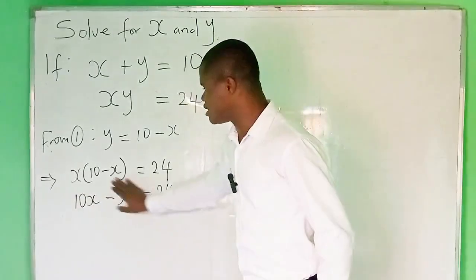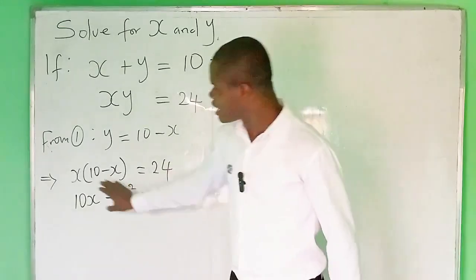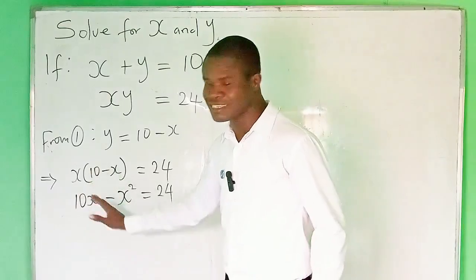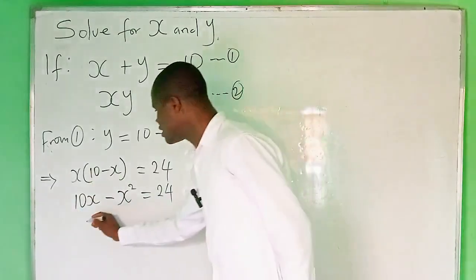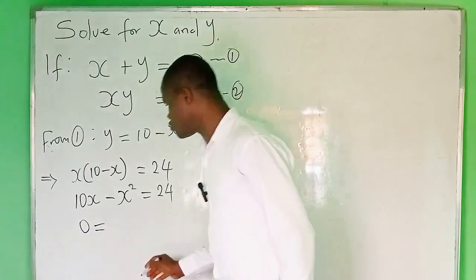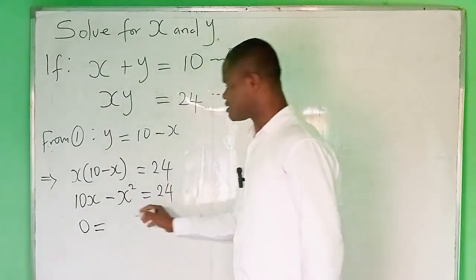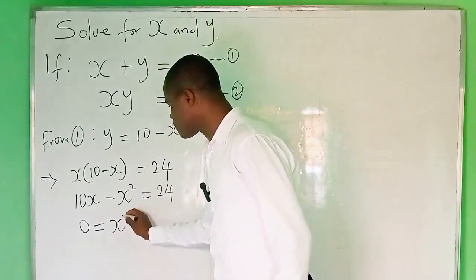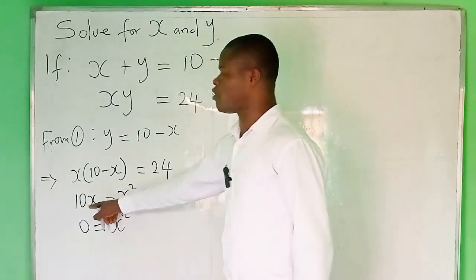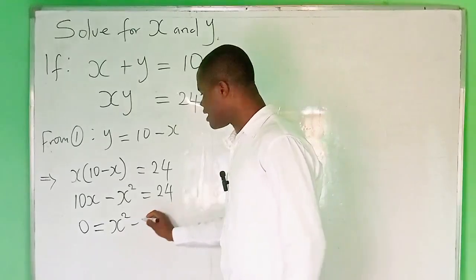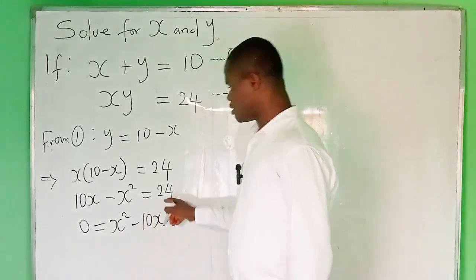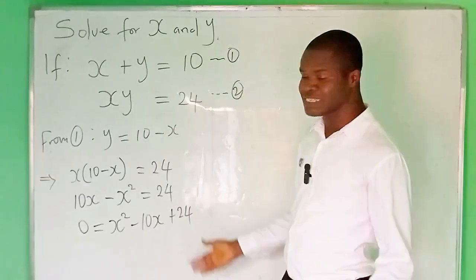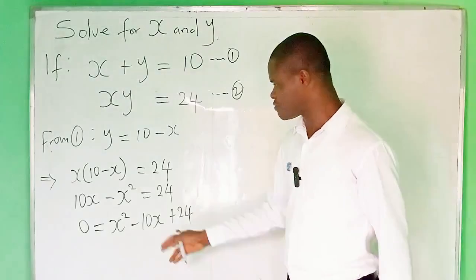Now I want to take everything here inside. So when I take everything here inside, it means nothing is left here. That means 0 will be left here. So this becomes 0 is equal to, I've taken this minus x squared inside, it becomes x squared. Take this plus 10x inside, it becomes minus 10x. Then 24 was there already, becomes plus 24. Okay, so this is a quadratic equation.